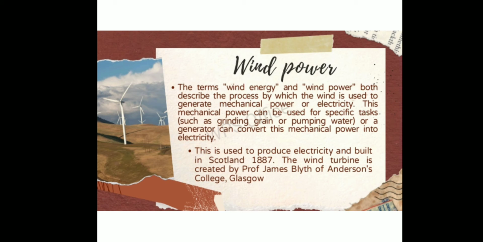Wind power. The terms wind energy and wind power both describe the process by which the wind is used to generate mechanical power or electricity. This mechanical power can be used for specific tasks, such as grinding grain or pumping water, or a generator can convert this mechanical power into electricity.